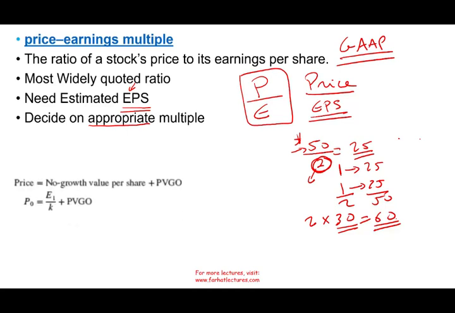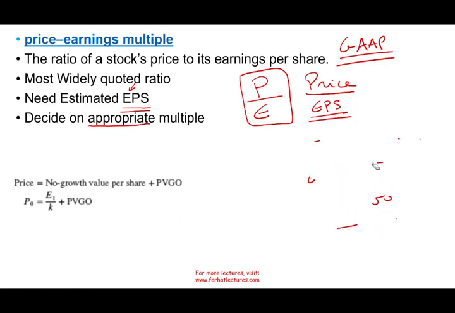So let's go back to the basics of what we learned here, and we'll come back and revisit the PE ratio with real world examples. I have a few examples for you. If you remember, we learned about the price of the company, P0, equal to the expected earnings divided by K, which is the required rate of return. We learned that this component of the equation is called the no growth value per share. So earnings divided by K is the no growth value. It means with no growth, the company will be valued at that much.